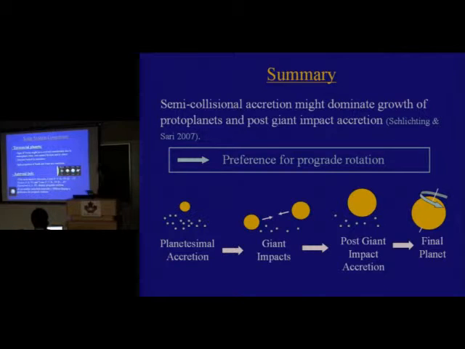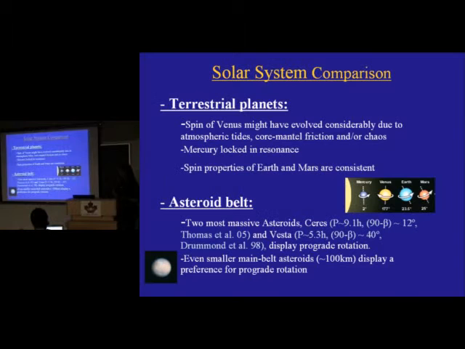Mercury is locked in a 3-2 spin-orbit resonance with the Sun. But nevertheless, we can be pretty confident it should have started out prograde to be captured in its current state. So although its spin axis probably is not very significant for testing this model, at least its sense of rotation should have been prograde. And the spin properties of Earth and Mars have evolved much less, and they're both consistent with being prograde and having pretty low obliquities.